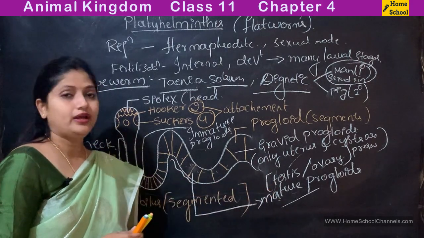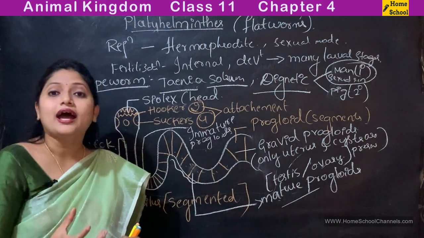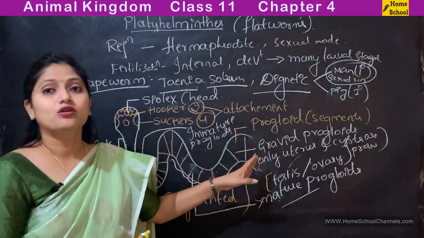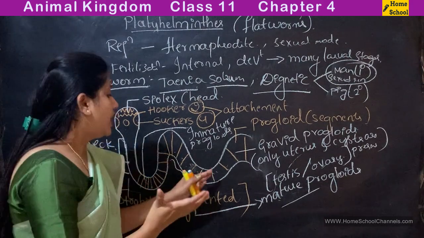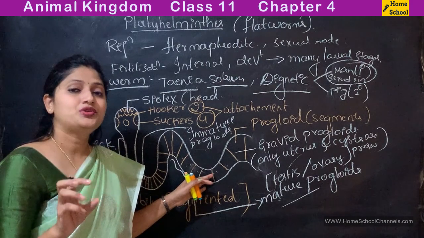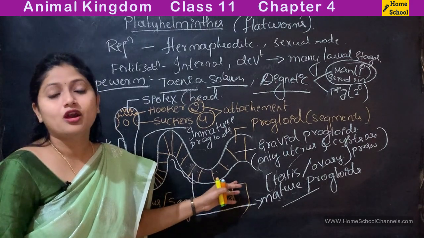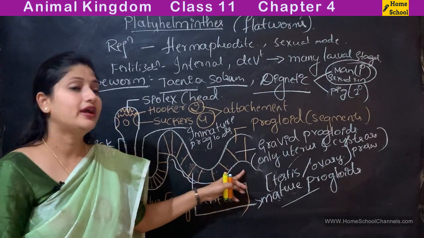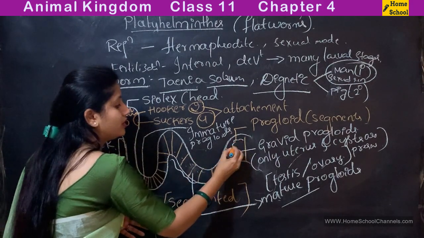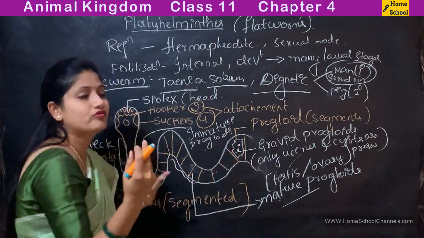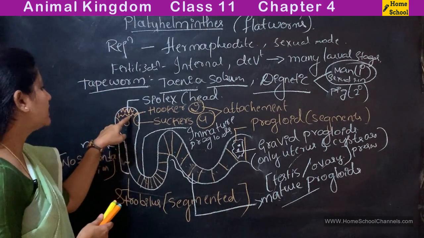And the older ones are being pushed towards the end of the body, and those are called the gravid proglottids. These proglottids moving towards the end are after the fertilization. After the fertilization, when the testes and ovary are used up, they are pushed to the end part, and those are called the gravid proglottid. In the gravid proglottid, there is only the uterus, and some cysts are present. This is the uterus part, and here and there some cysts will be present in the gravid proglottids.